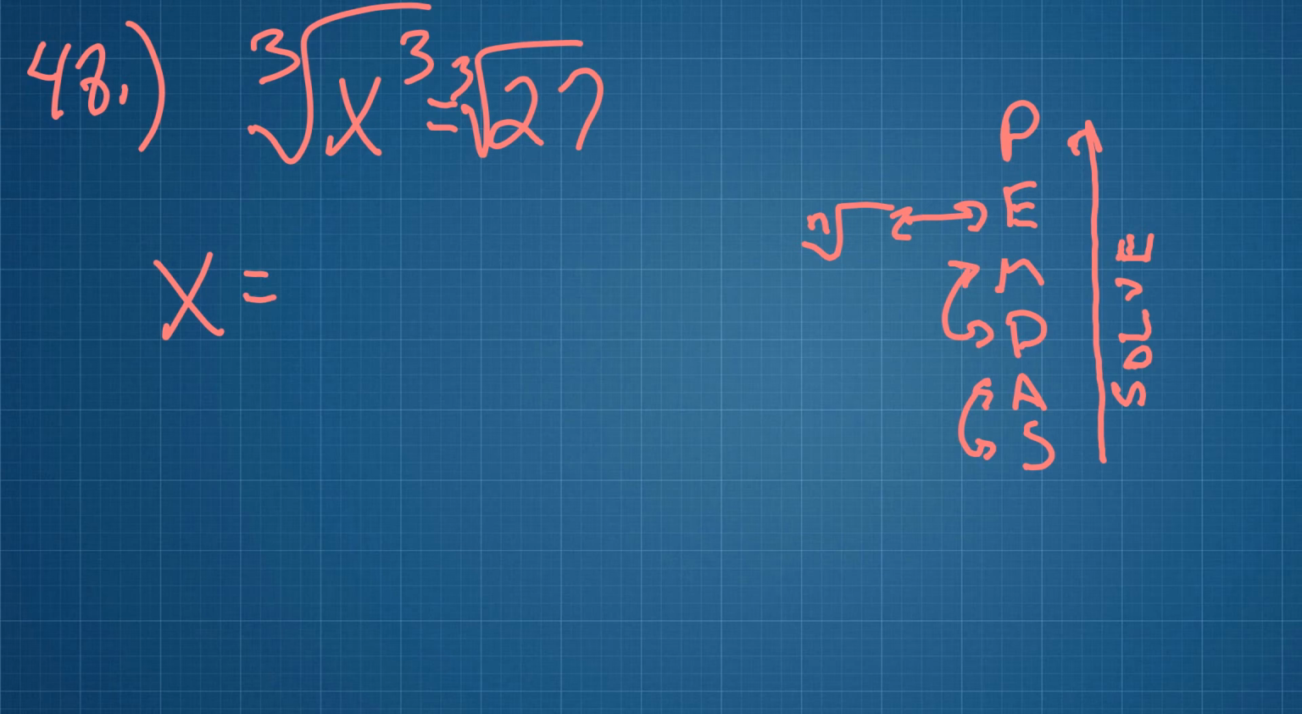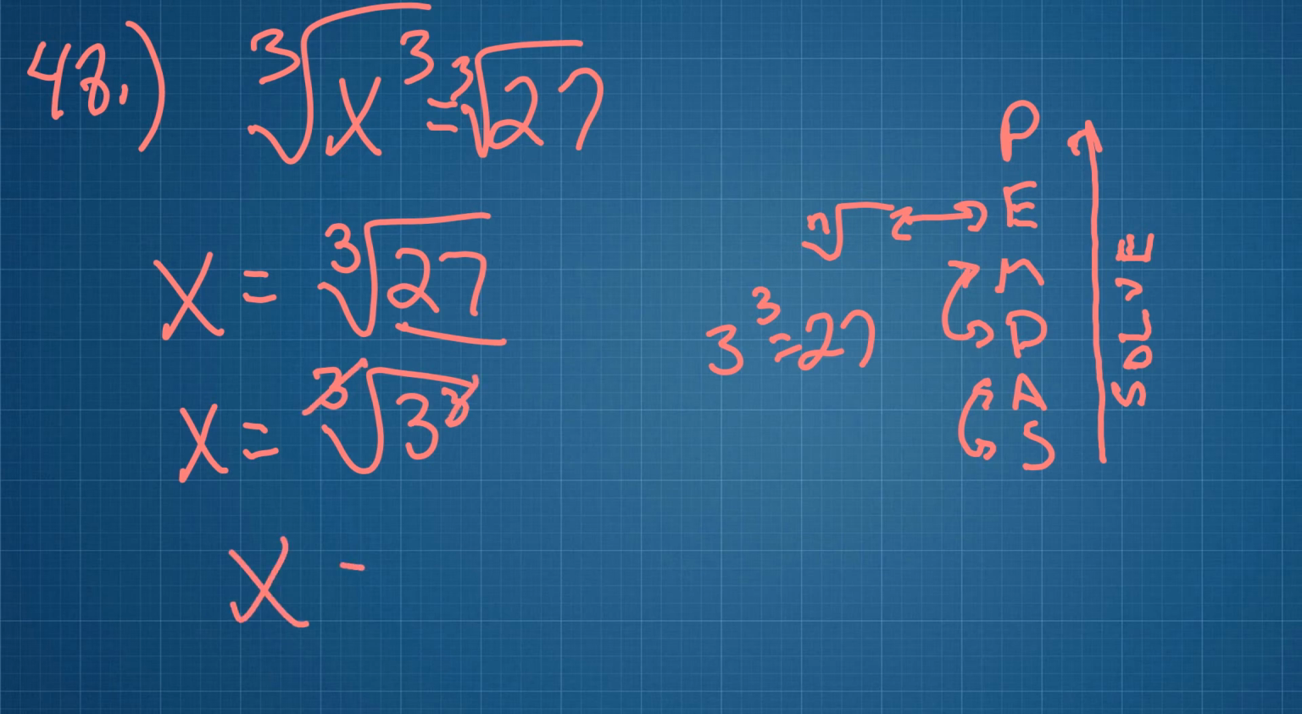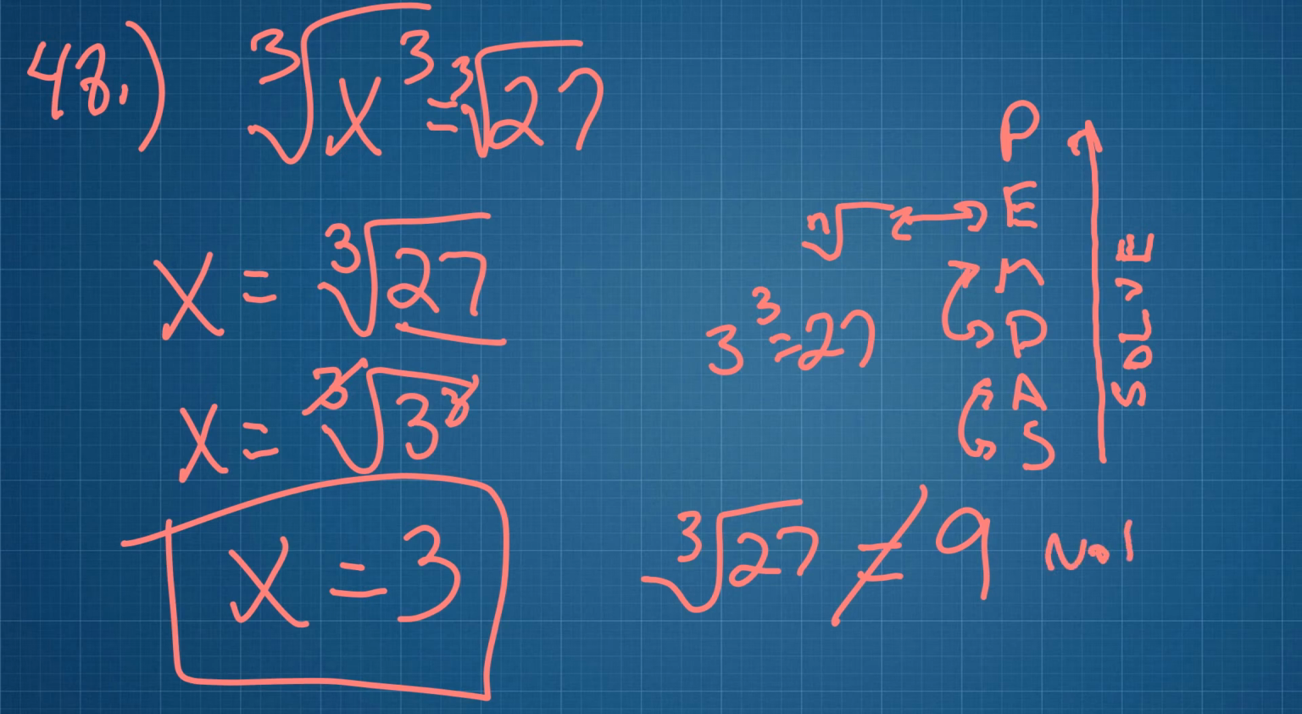So to get rid of an exponent with a 3, I have to use a cube root. And so I have x equals the cube root of 27. Well, what I have to understand is I have to find 27 as a perfect cube. Well, 3 cubed is 27. So I write x is equal to the cube root of 3 cubed. The little 3's cancel, so x is equal to 3. The book said the cube root of 27 equals 9, which is not true. And that's their mistake. Okay? That's it for 48.